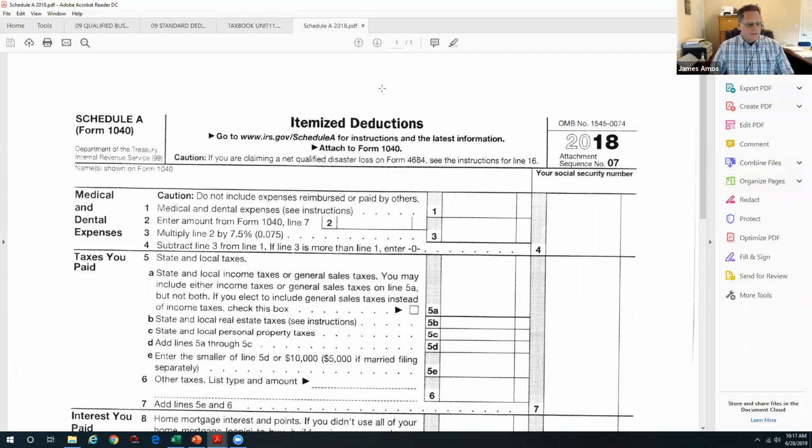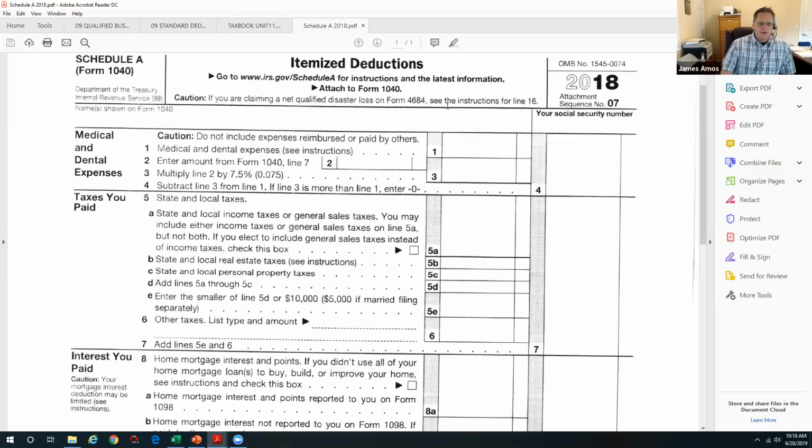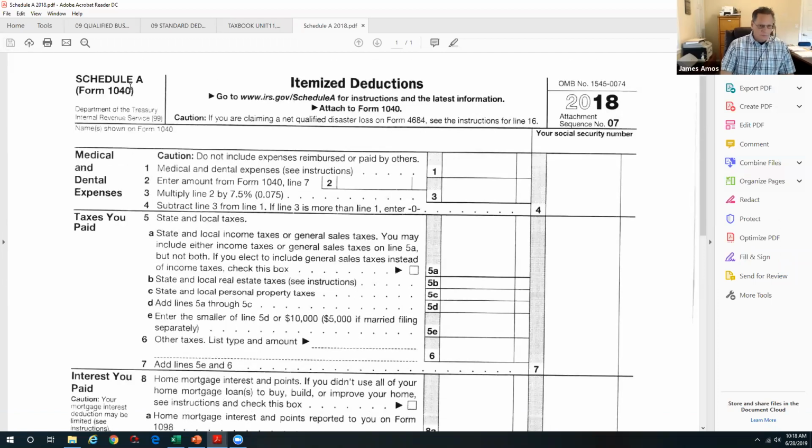So you can take standard deduction or you can take itemized deductions. Now let's look on the screen for a second. We were talking about itemized deductions. Where do you report itemized deductions? Where do you list them out, itemize them? What form? Schedule A. Schedule A, that's right.